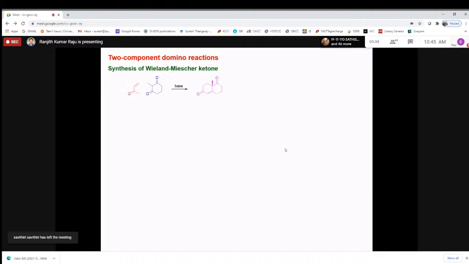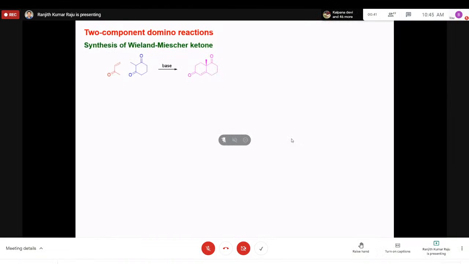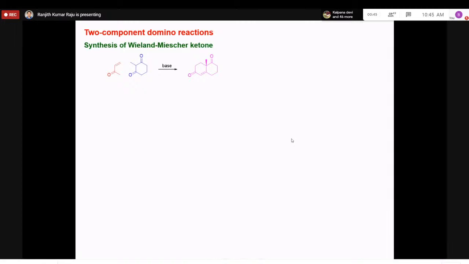Here, the best example is the Wieland-Miescher ketone synthesis. Here, a diketone and an alpha-beta unsaturated ketone, in the presence of a base, give a bicyclic system, which undergoes the mechanism as displayed here. Initially, there is a Michael addition taking place to give the Michael adduct, and then you have the cyclization, or you can say the annulation, in the presence of the base, or the removal of water.